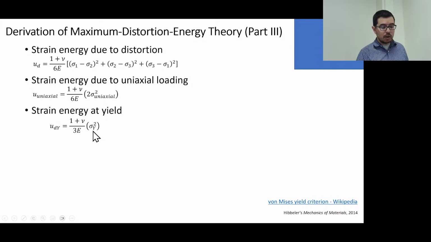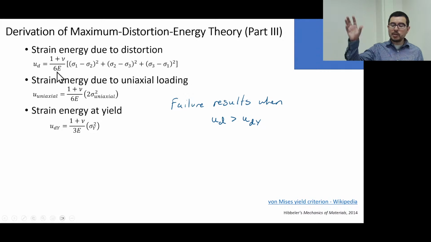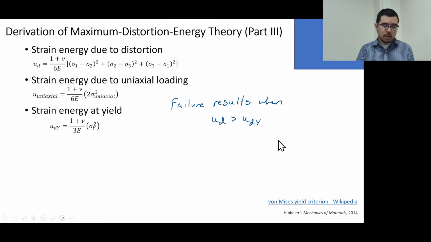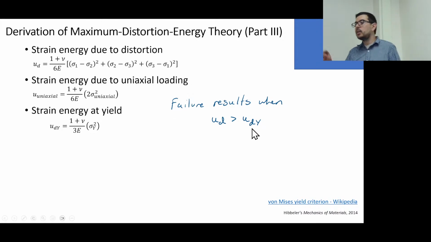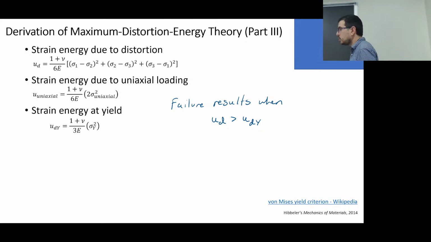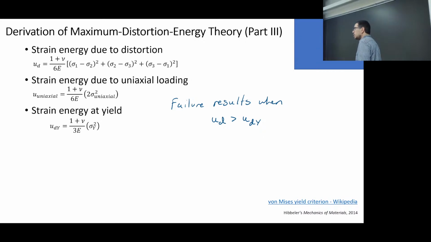This is the yield strength, right? That's the strain energy at yield. And this is when we have failure: if I calculate a strain energy in an arbitrary system and it is greater than the strain energy density at yielding, that's when failure occurs. Any questions on this conceptually?